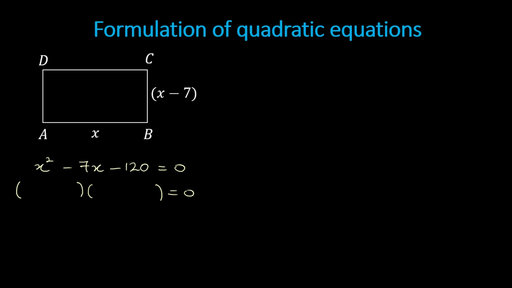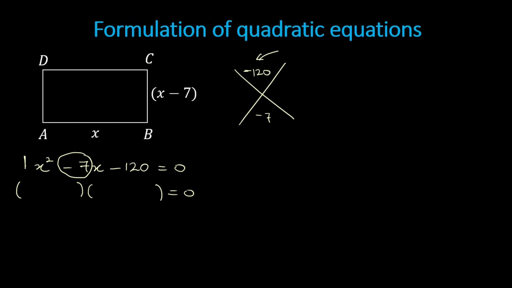right? And we are going to use which method here? The magic X method, right? Again, the magic X method comes into play. The leading coefficient is 1, so we take 1 times negative 120. We have a negative 120. Then we take the middle coefficient, which is negative 7.